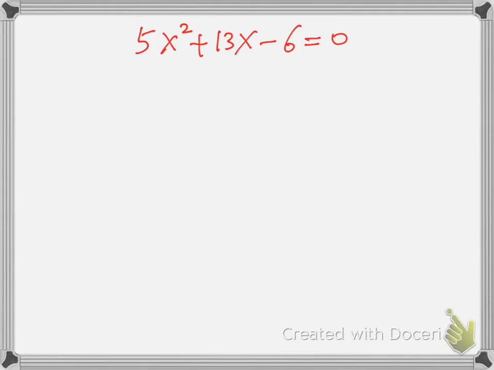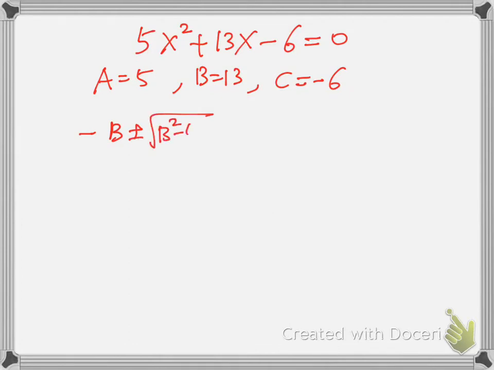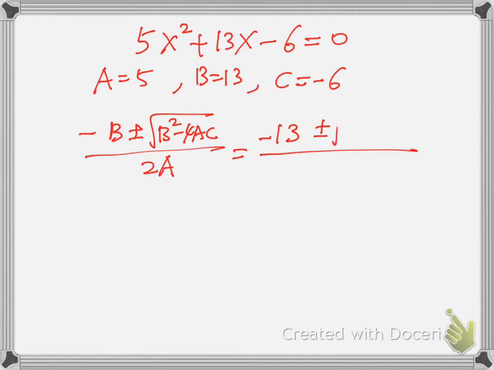Okay, so now what's ABC? A is 5, B is 13, C is -6. And you can use a calculator for the calculation. So remember the formula? x equals -b plus or minus the square root of b squared minus 4ac, divided by 2a. So what is -b? -13 plus or minus the square root of 13 squared minus 4 times a, 5, times c, -6, divided by 2a. So it's 2 times 5.